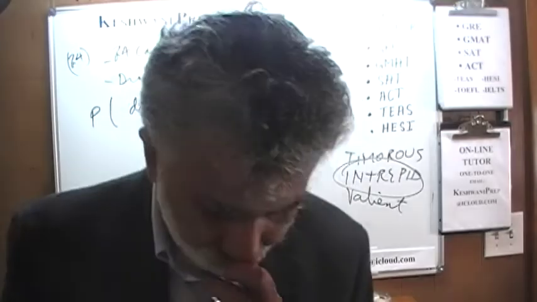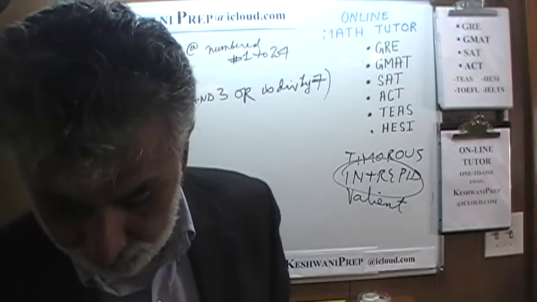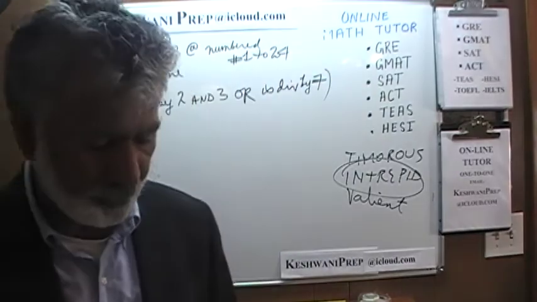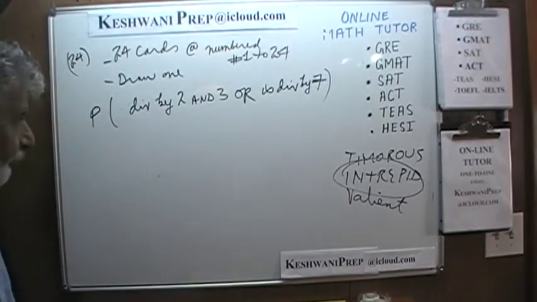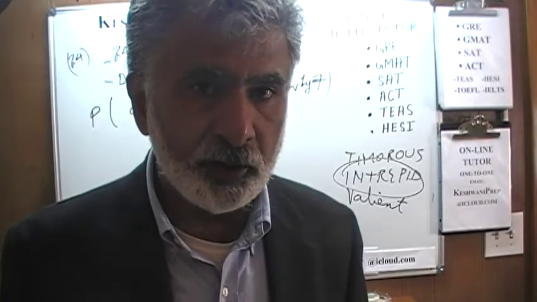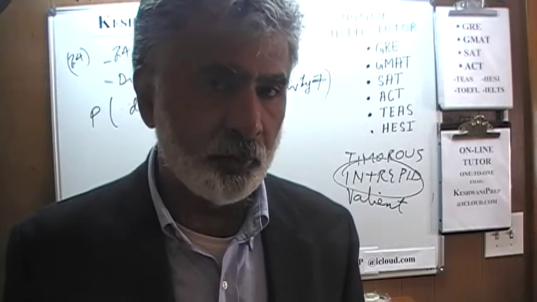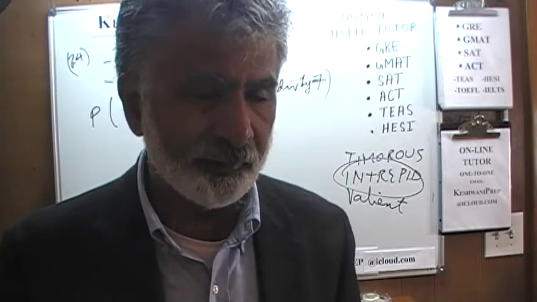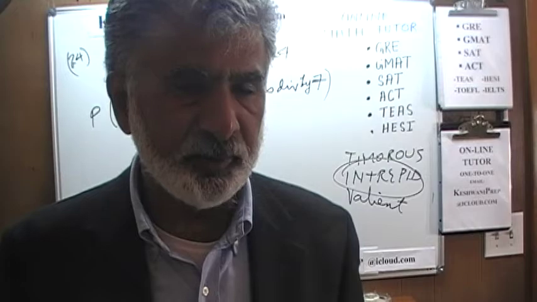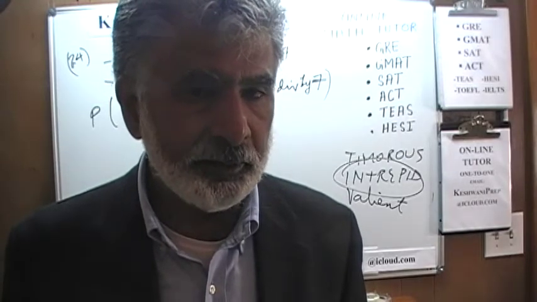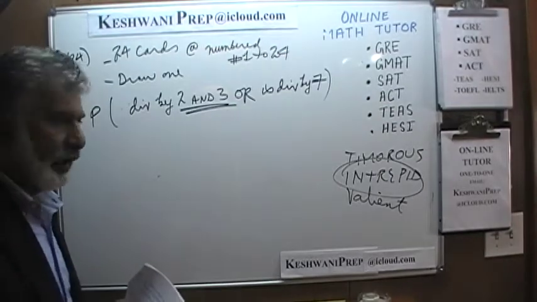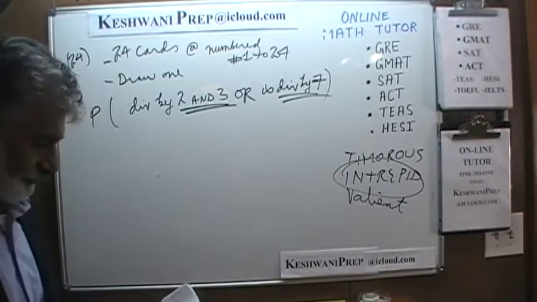You have to read the problem yourself. You must have the book in front of you, as I always remind you in every video, because if I were to write out every single thing in the problem, it will take forever. You understand? You have to read it yourself. I'm trying to save some time here. So the question is, if you have 24 cards, each card is numbered 1 through 24, individual number, no number is repeated, and if I were to draw one card out of those 24 cards at random, what are the odds that the number on the card happens to be a multiple of both 2 and 3, or the number on the card is divisible by 7.